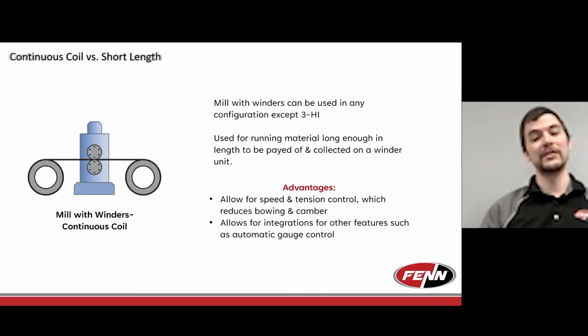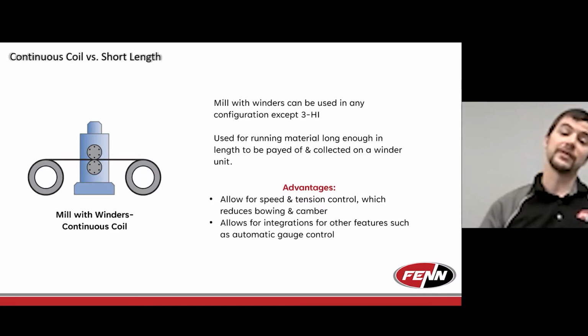At that point, we can go to much higher speeds. With short length, there are some exceptions, but I'm usually not going beyond about 50 feet per minute or 15 meters per minute for most applications. With continuous coil, we can go into hundreds, if not over thousands of feet per minute in terms of speed.